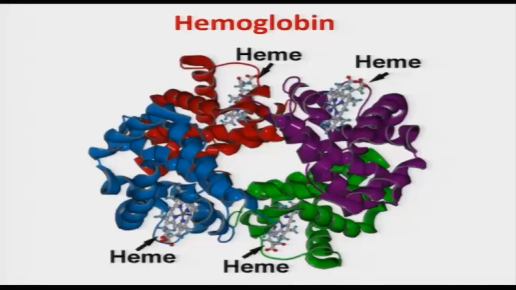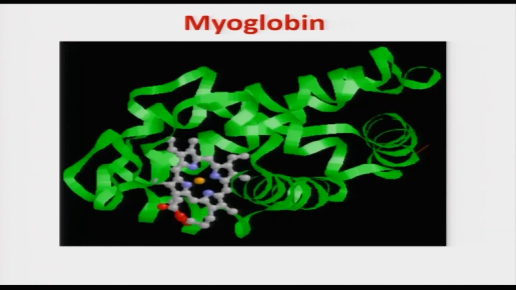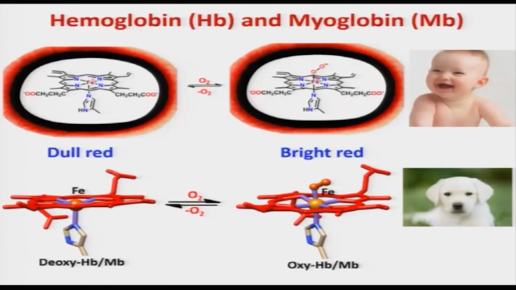As I have discussed, hemoglobin is a tetramer. As you can see, this is 1 heme, 2 heme, 3rd, 4th. There are 4 heme centers in hemoglobin, which is wrapped by huge protein chains around it, while myoglobin is a monoheme center, and here also huge protein chains are surrounding the heme center. I have discussed how the heme centers bind dioxygen in the case of hemoglobin and myoglobin.